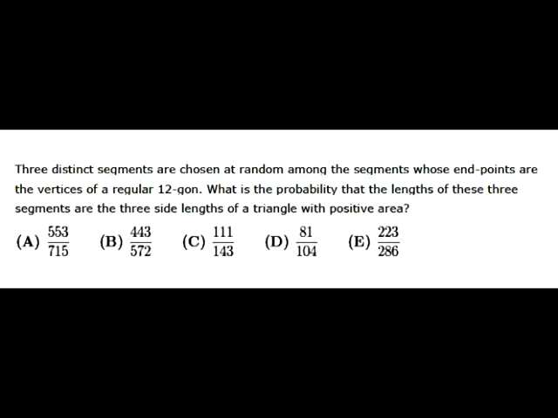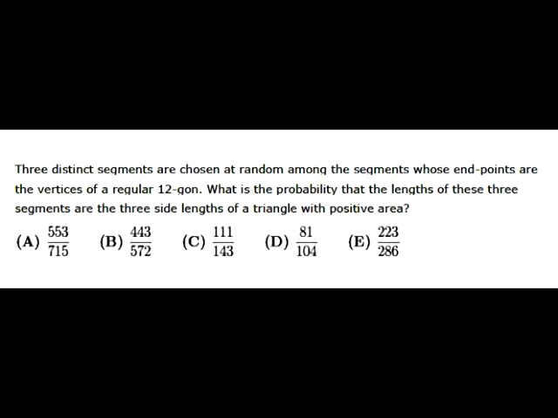Three distinct segments are chosen at random among the segments whose endpoints are the vertices of a regular 12-gon. What is the probability that the lengths of those 3 segments are the 3 side lengths of a triangle with positive area? The plan of solving this problem is clear.